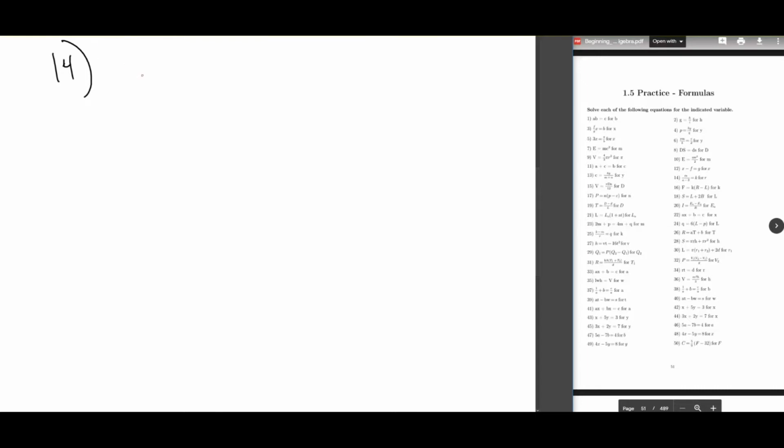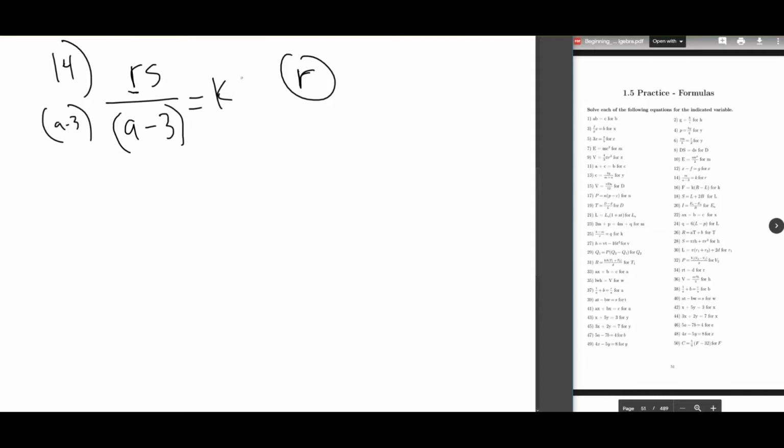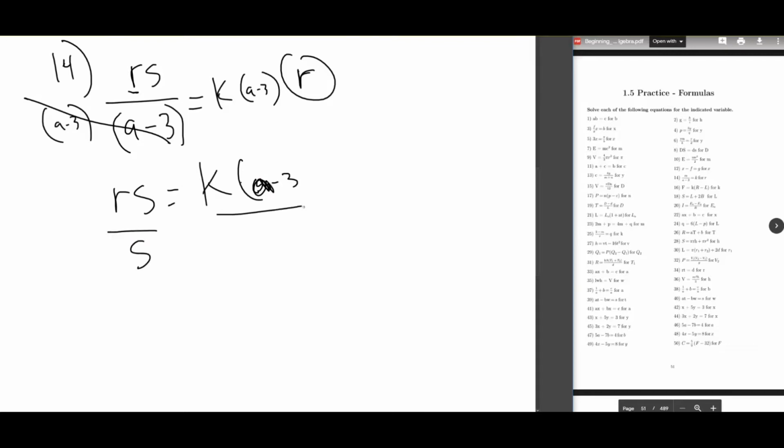So now, the next thing we have here is r times s over a minus 3 equals k. Solve for r. So once again, we're going to put this in brackets and multiply both sides by a minus 3. So a minus 3 times a minus 3, this cancels out. We're left with rs equals k times a minus 3. And we're solving for r, so we'll divide both sides by s. We're left with r equals k times a minus 3 over s.